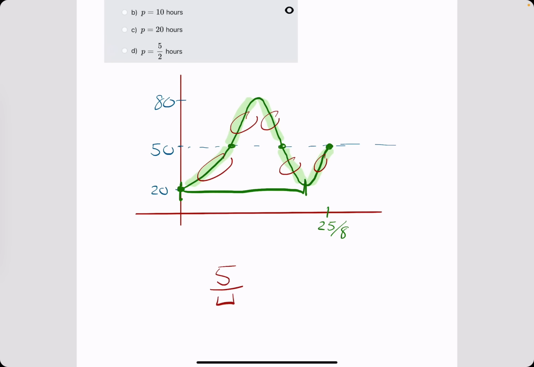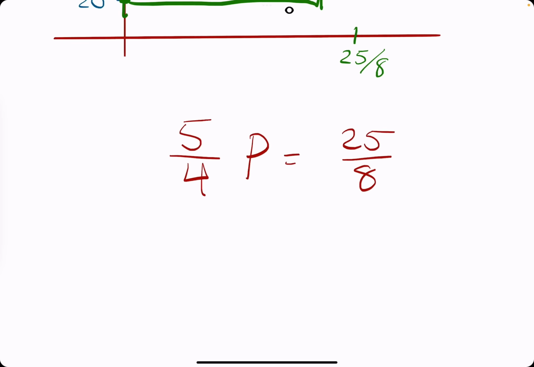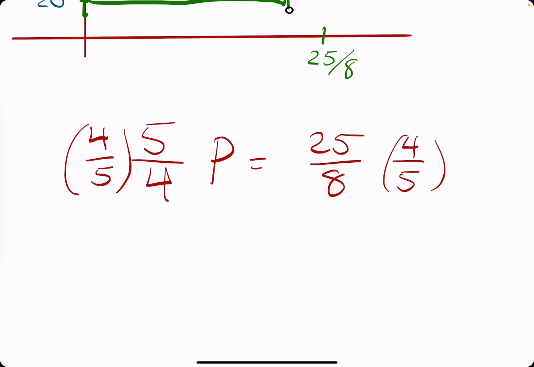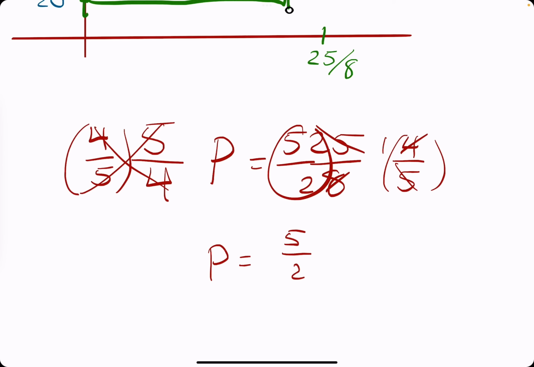So 5/4, 5 quarters of a period. And we know that 5 quarters of a period is equal to 25/8. And so if we want to solve for p, we're going to multiply by 4/5 on both sides, canceling this, leaving us with p is equal to, let's try this again, 25/5 is equal to 5, and 4/8 is equal to 1/2. So 5/2, once again, I believe, is our period.